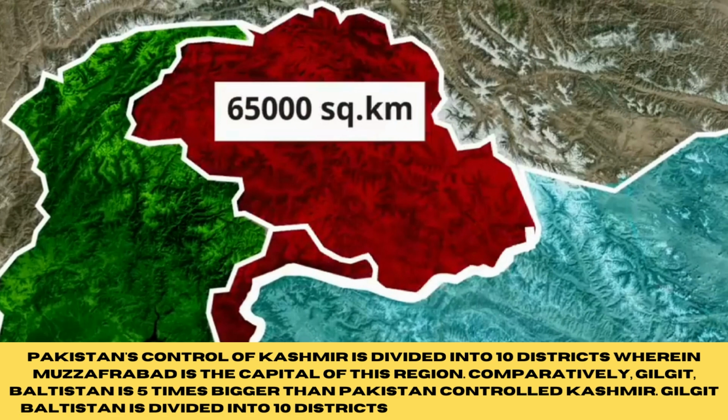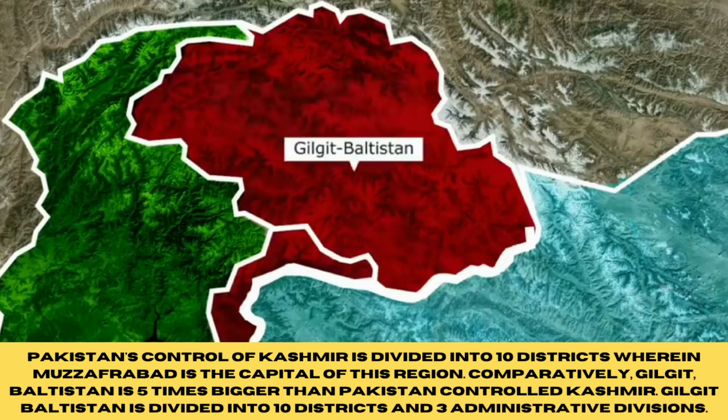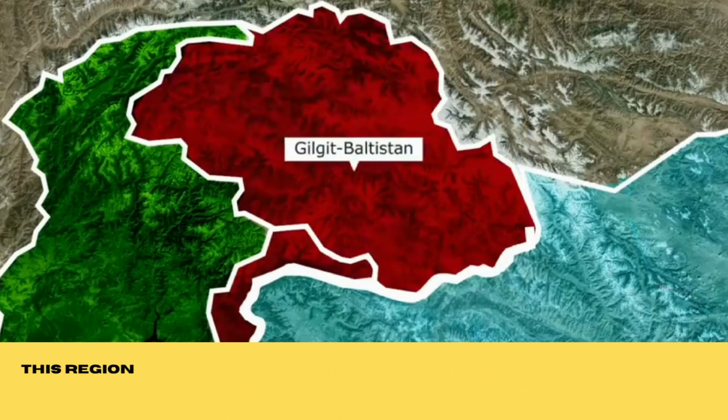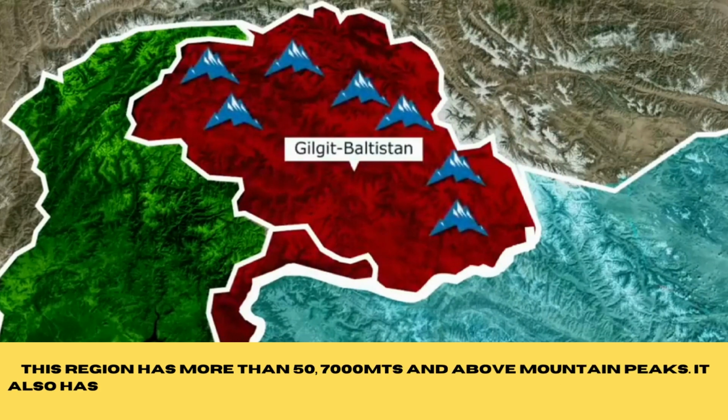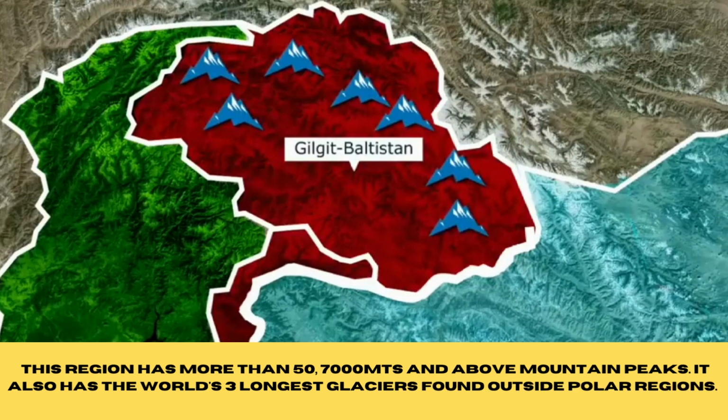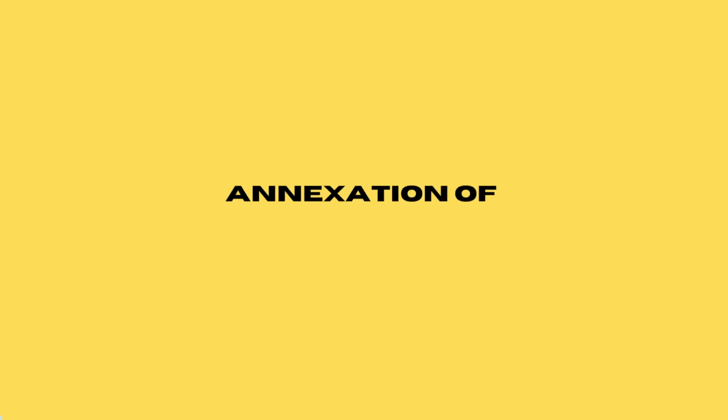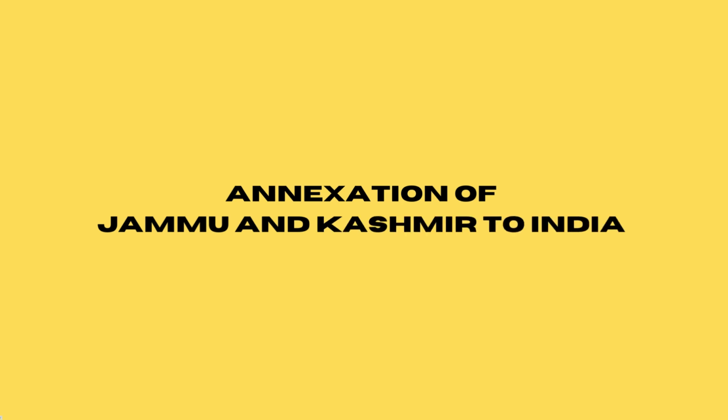Gilgit-Baltistan is divided into 10 districts and 3 administrative divisions. Geographically, this region has more than 5 peaks of 7,000 meters and above. It also has the world's 3 longest glaciers found outside the polar region. Now let us understand the annexation of Jammu and Kashmir to India.